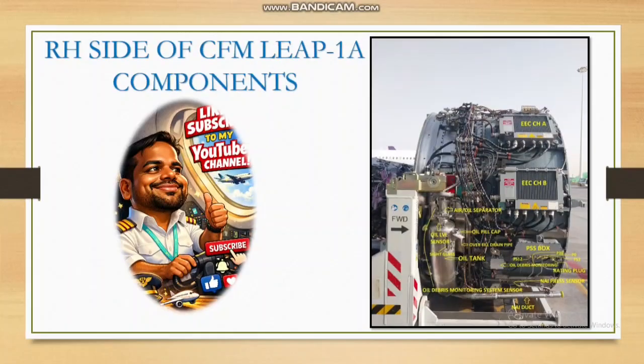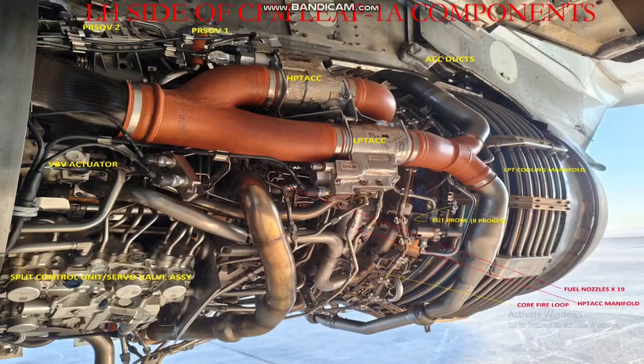So this is your left side of the core area. We'll just go through it quickly. So we'll cover the left side area. Here you'll find forward is PRSOV2, rear you'll find PRSOV1. This you have already covered: HPTAC, LPTAC, and active clearance control ducts. These are all LPTAC cooling manifold, and EGT probe. You'll find there is an EGT probe.